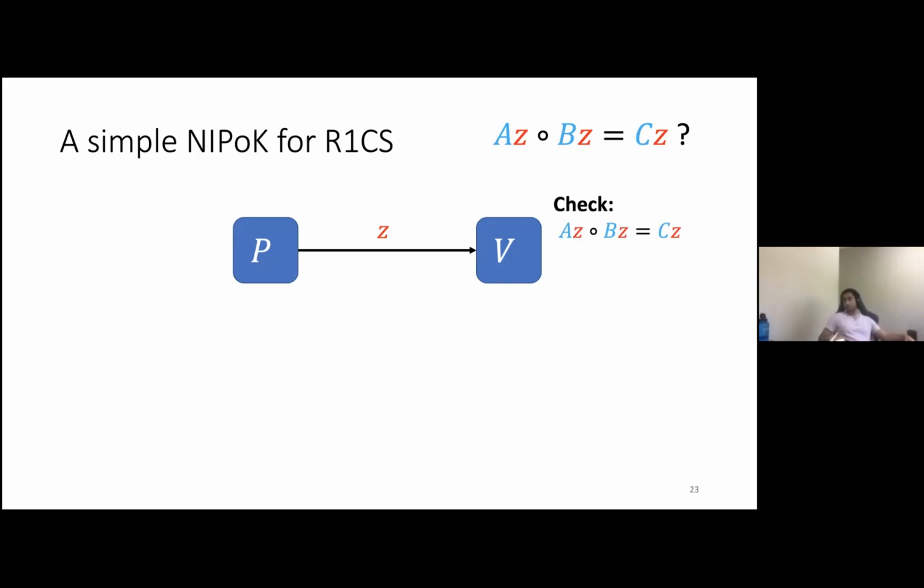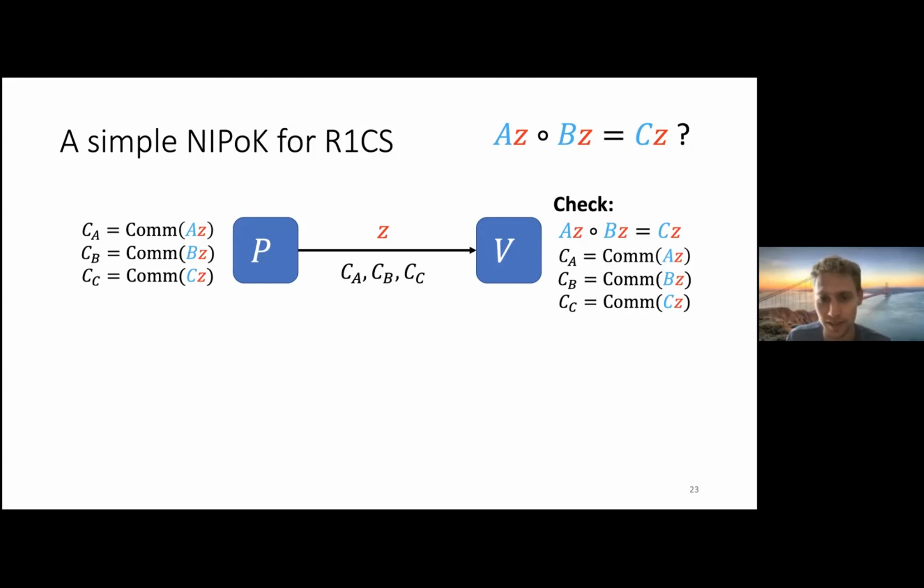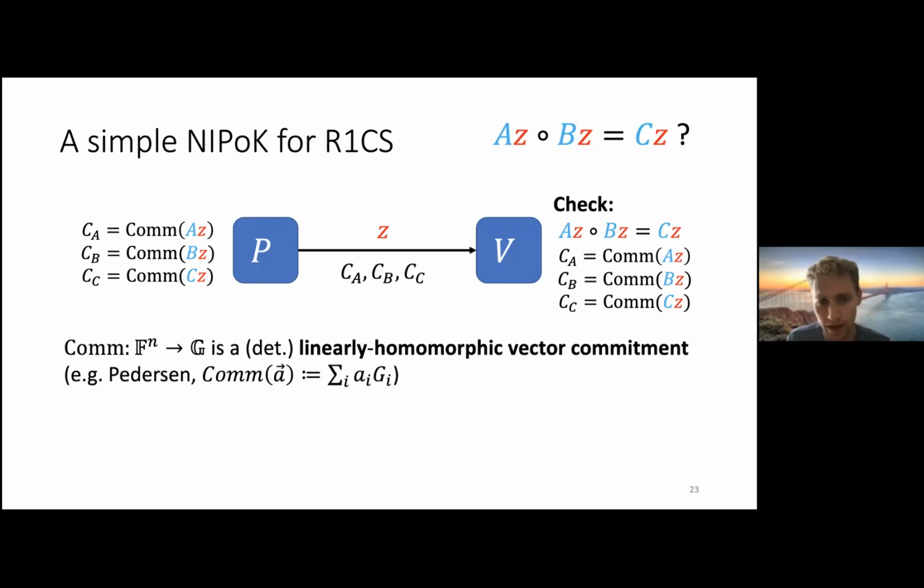We'll actually do, and then the verification just checks the thing. And this is almost the NARK. So this is a non-interactive proof of knowledge, or a NARK, for R1CS, and we'll use almost the same thing. We'll just add some commitments to it, and in particular, we'll commit to these vectors AZ, BZ, and CZ using a homomorphic commitment, like the Pedersen vector commitment, for example.